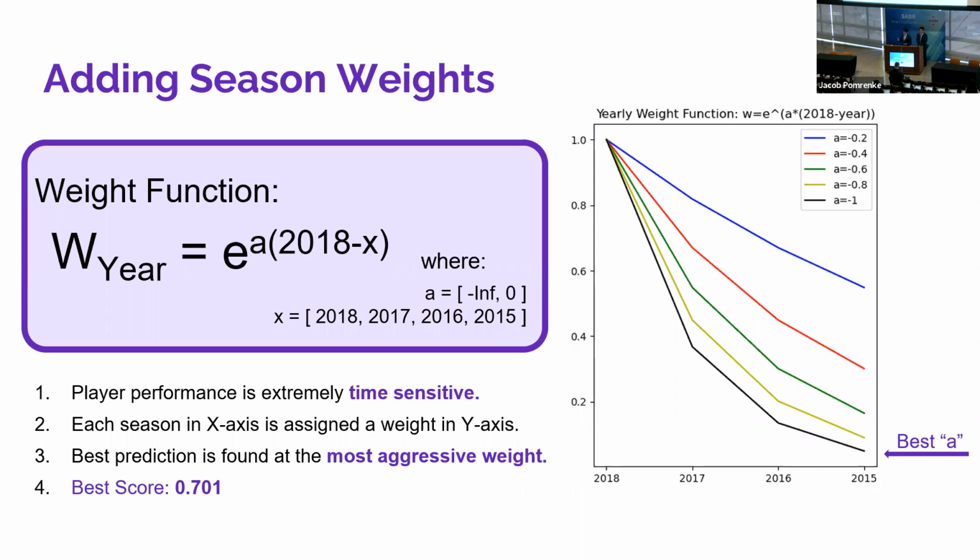So here's the weight function that we came up with. We take the number of years as an input and a as a parameter to change the actual weight that we want. As you can see in the graph, this is a gradual descent function. Throughout our research, we found that the more aggressive the weight is, the better prediction result it gives us, within a range that makes sense. The best score it gives us is 0.701.